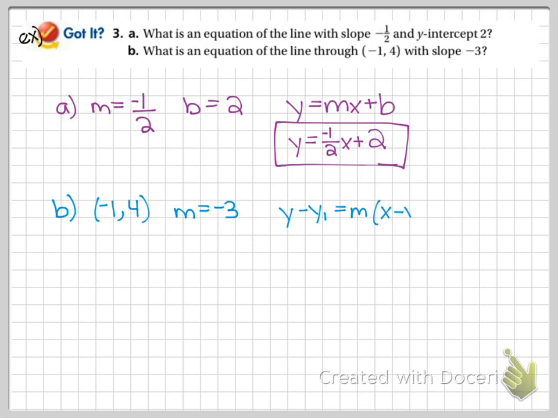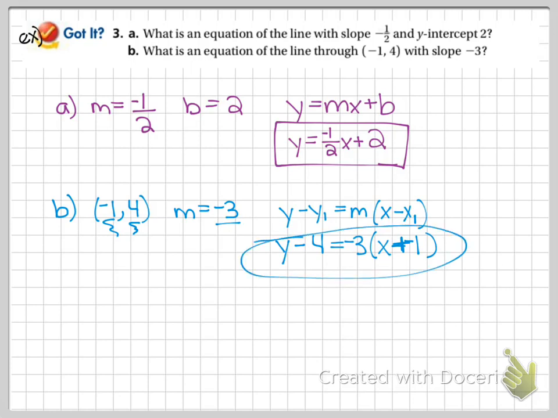Okay, so to plug in our information, we have y minus the y of our point, which is 4, equals our slope, which is -3, times x minus the x from our point, which is -1, so that just becomes +1. And that would be the equation of our line in point slope form. We could take this and solve for y. If you were to do that, then you would have slope intercept form.